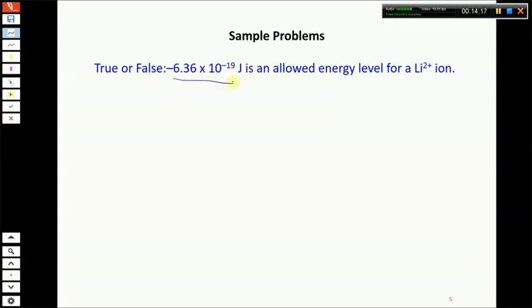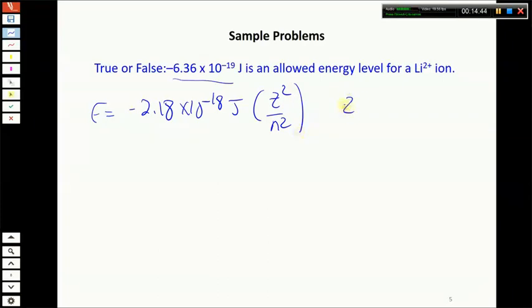In this case, we're not talking about going between two different energy levels. We're just talking about a stationary state, or a single energy level, and we just want to know if that's allowed. So again, the equation that relates this is E equals minus 2.18 times 10 to the minus 18 joules times z squared over n squared. So we need to know z for lithium. It's not hydrogen, so the z is not going to be 1.